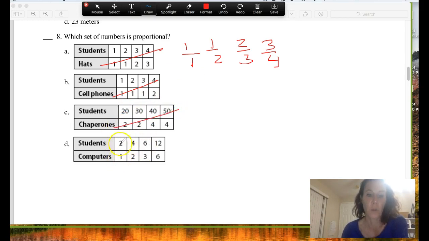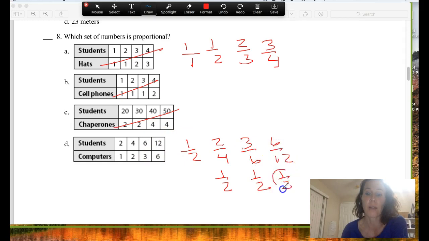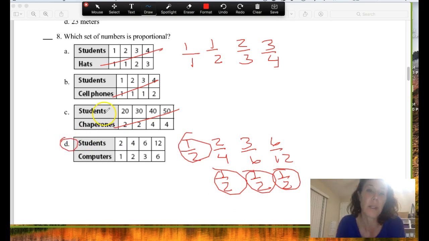Let's look here. 1 to 2, that's 1/2. 2 to 4, well, that reduces to 1/2. 3 to 6, well, that also reduces to 1/2. 6 to 12, well, that also reduces to 1/2. So ding, ding, ding, these are all 1/2. And this one would be a set of numbers that's proportional.